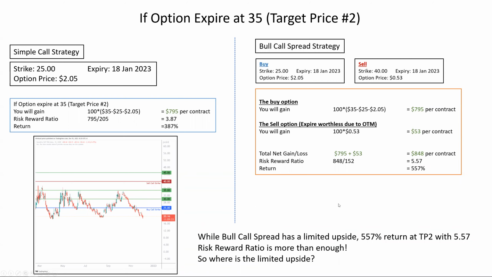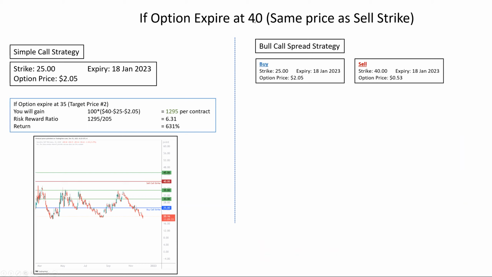So what if the option expires at $40? Now this $40 is the same as your sell strike price. It is right at the sell strike price. And this is actually your limited upside. This level is where you will get your maximum profit.